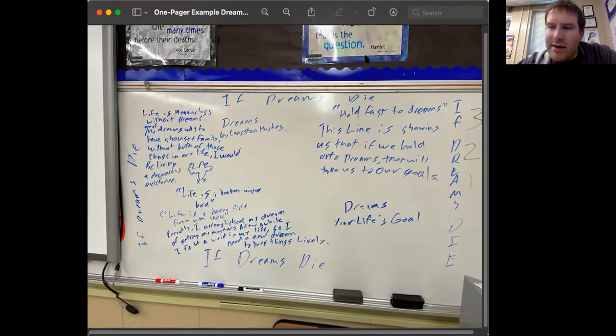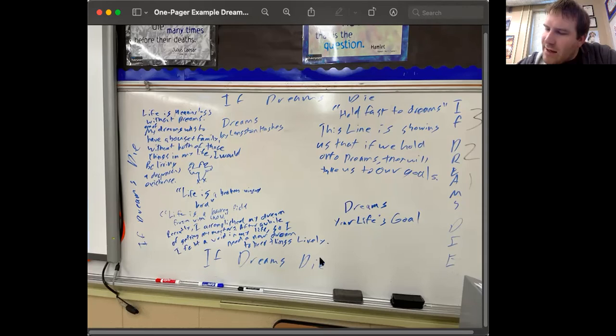Then drawing an image from the poem, captioning it, and a border using a keyword or key line or phrase. That's what we did right here: "If dreams die, if dreams die." Select the main idea from the poem and relate it to your own life. That's what we do right here: life is meaningless without dreams.